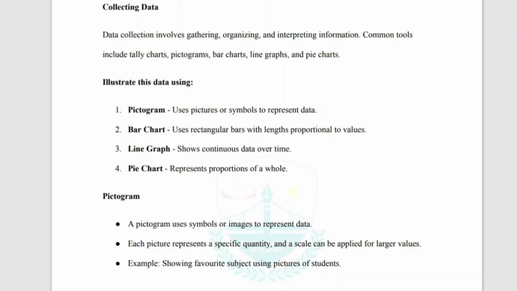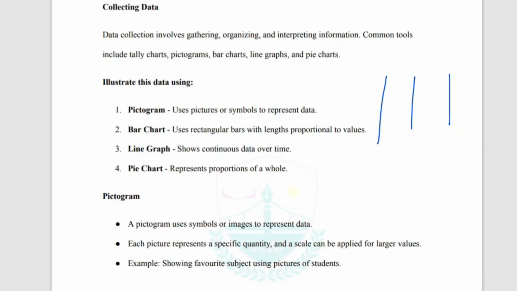Then how are you going to organize this information? That's when you come up with the subject here. Then you may come up with the tallies, and then you come up with the frequency. So we are organizing this information that we've gathered from the students.